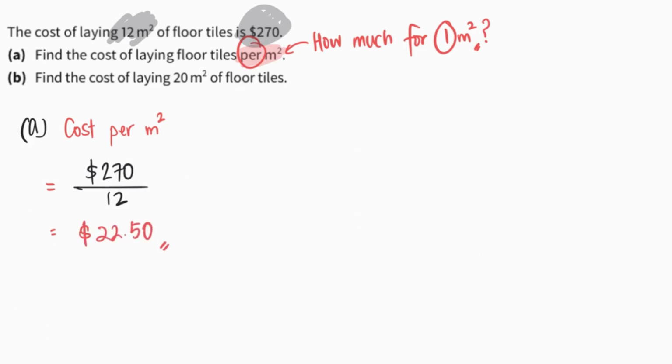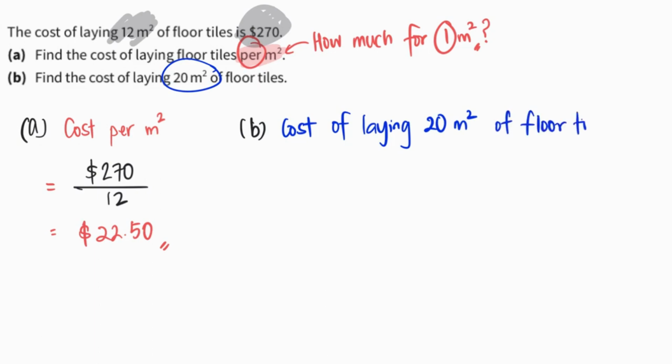And once I know this, then I will be able to get how much it will be for the cost for laying 20 meters square of floor tiles. Since 1 meter square is $22.50, and I'm going to find 20 meters square, all I need to do is just simply multiply by 20. Alright, and we are done with this question.